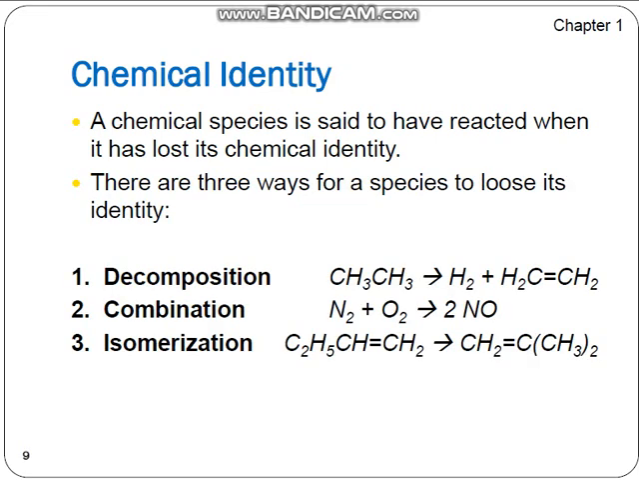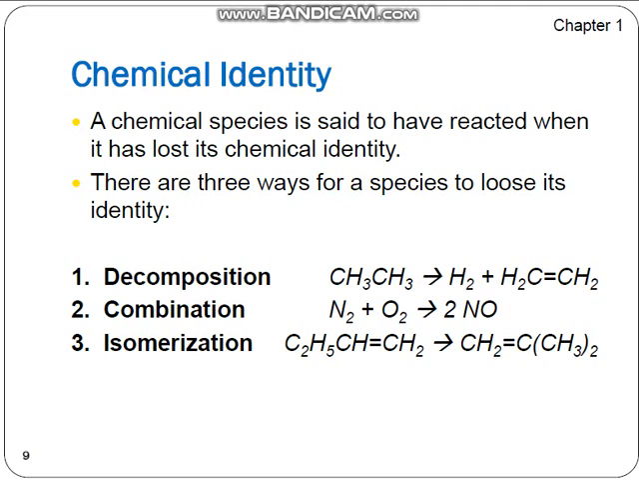So three examples of a chemical reaction from those three points of view: first, the decomposition of a C2H6 molecule, which decomposes into hydrogen and ethene. So here we have a dehydrogenation reaction. Here we see that one molecule of ethane undergoes a reaction, meaning that its chemical identity has changed to ethene, and we have liberation of hydrogen.